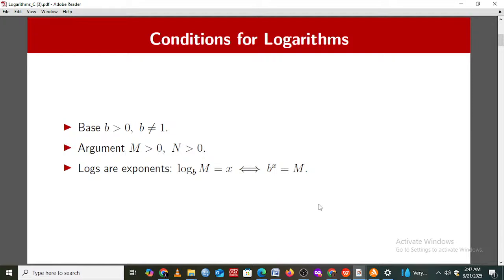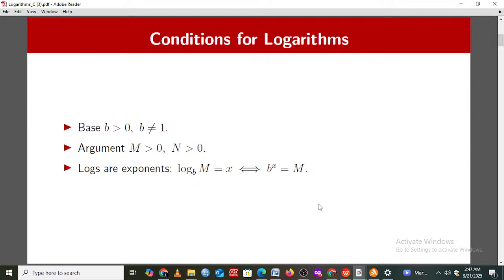Now, conditions for logarithms. So these are the conditions for logarithm. Base b must be greater than 0. So my base must always be greater than 0, and my base must not be equal to 1. So these are things we need to note. For a logarithm to satisfy a particular law, my base must be greater than 0 and my base must not be equal to 1.